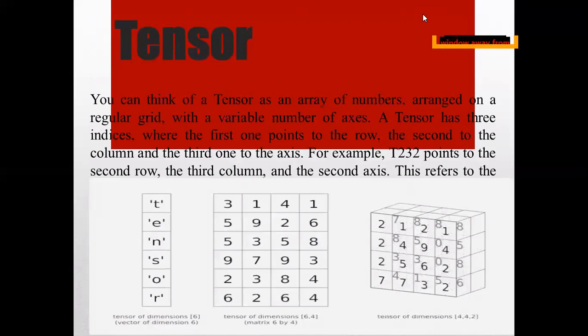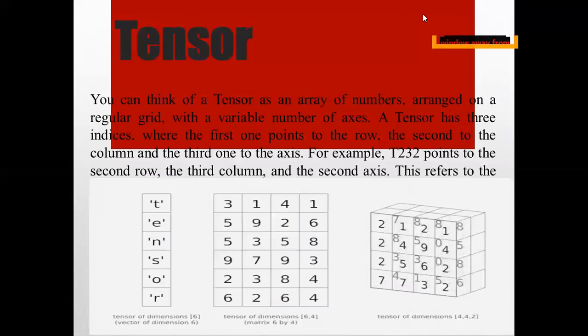7888, 8505, 3308, 4156. So when you say T of 232, go to the second row first and third column of the second axis. So that is 0, correct? The answer is 0. So the second row, third column, and the second axis, the answer is 0. It points to the value 0 in the last tensor.